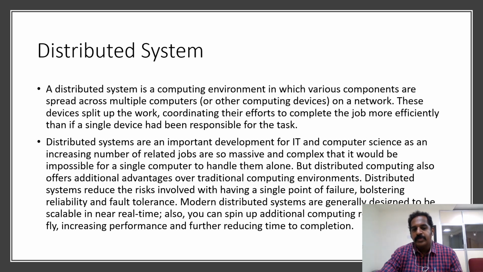Distributed systems reduce the risk of having a single point of failure, bolstering reliability and fault tolerance. And modern distributed systems are generally designed to be scalable and near real time, and as well, the employees might be working from anywhere, any part of the world. Okay, with real-time action, with internet connectivity, you can access real-time processing speed and much more access to the work.